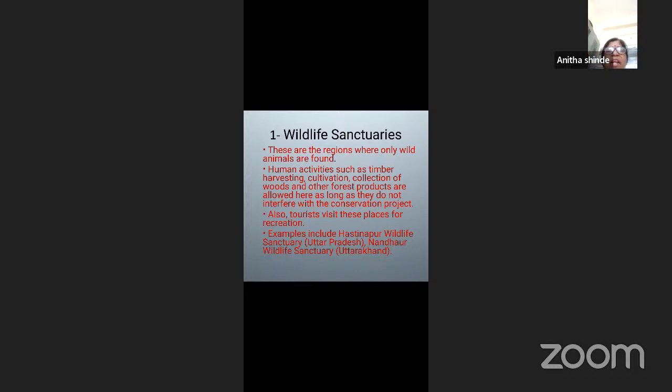Examples are Hastinapur Wildlife Sanctuary in Uttar Pradesh and Nandaur Wildlife Sanctuary in Uttarakhand. So many wildlife sanctuaries are there. You can take out a list of these wildlife sanctuaries and give them as examples. So what are wildlife sanctuaries? These are nothing but the regions in which only the wild animals are found.